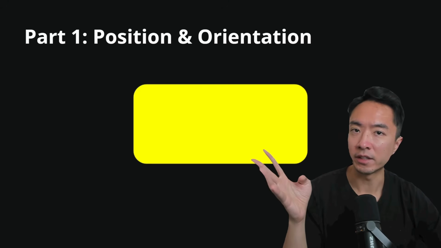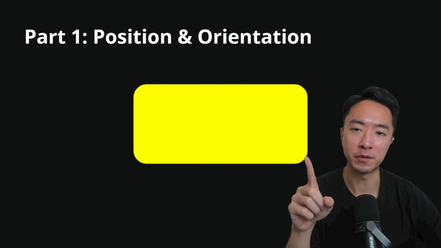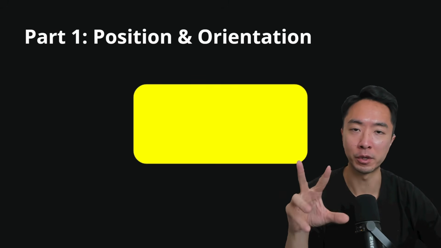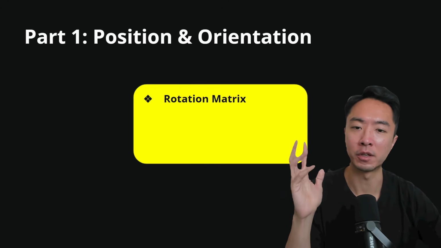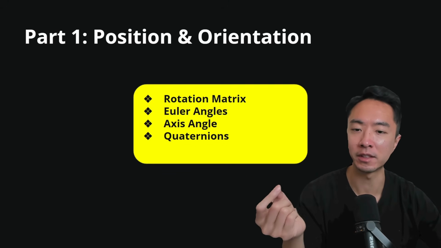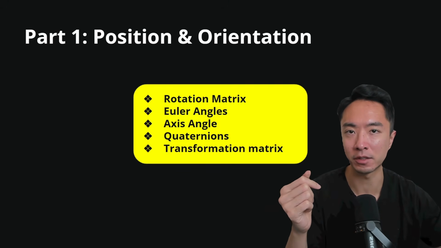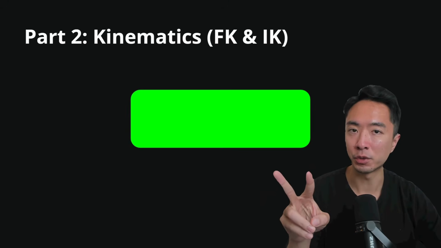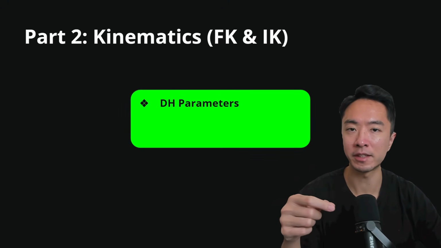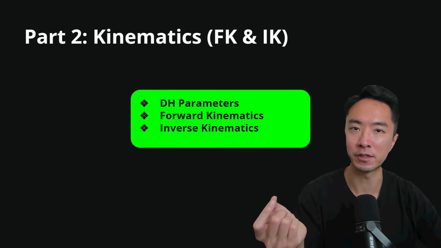This course is broken down into 5 parts. The first part is focused on position and orientation, basically how to describe where your robot is in space. So we'll cover the rotation matrix, the Euler Angles, axis angle, and Quaternions, and end it with transformation matrix. So this sets us up for part 2, which focuses on the kinematics. So first we'll dive into DH parameters, then go into forward kinematics, then inverse kinematics.